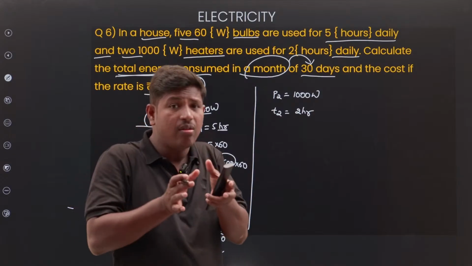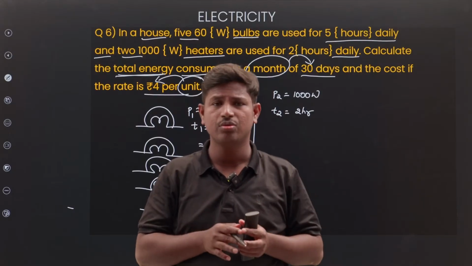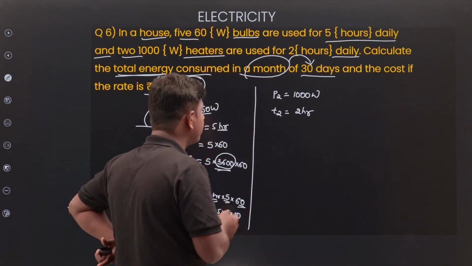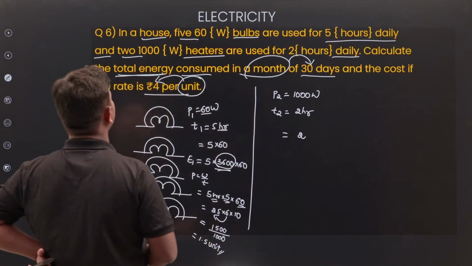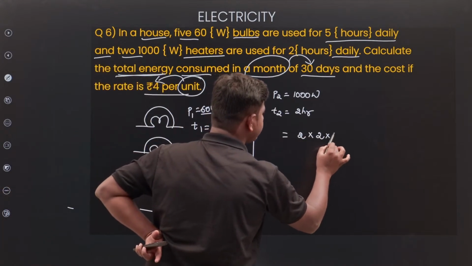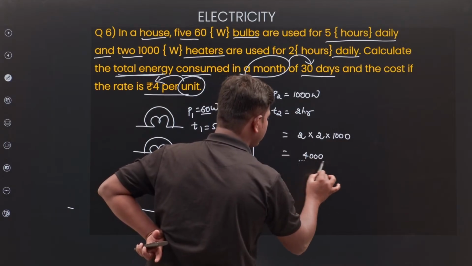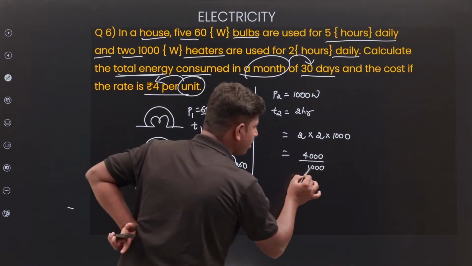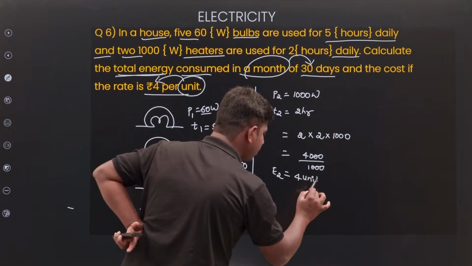Okay, 5 bulbs used continuously means how many units? 1.5 units. And coming to the heater also, 2 hours daily. How many heaters? 2 heaters, each one 1000 watts. It means 4000 by 1000, because I'm converting into units. So 4 units. This is E2. E2 is 4 units.